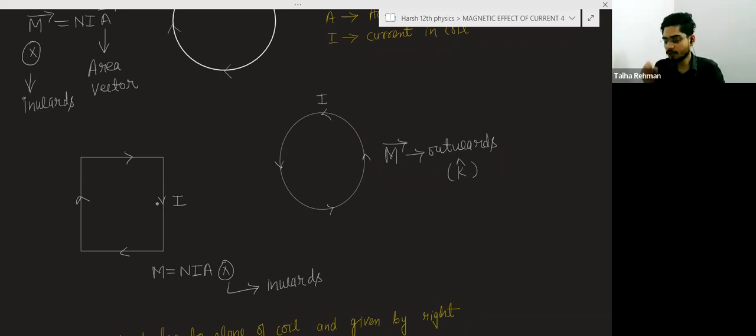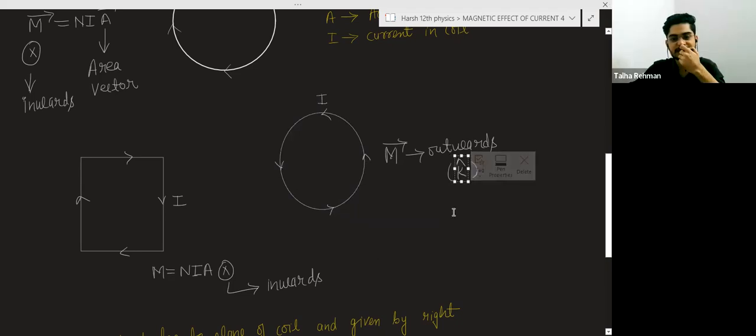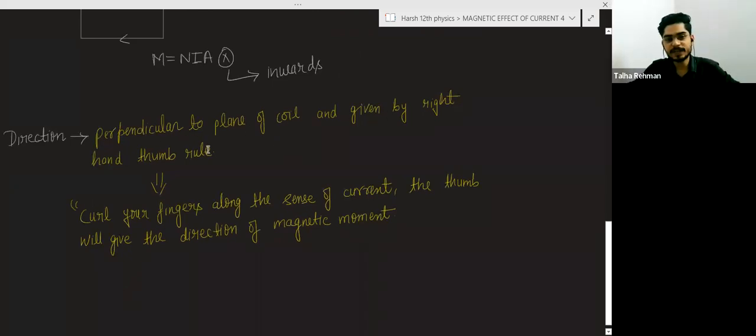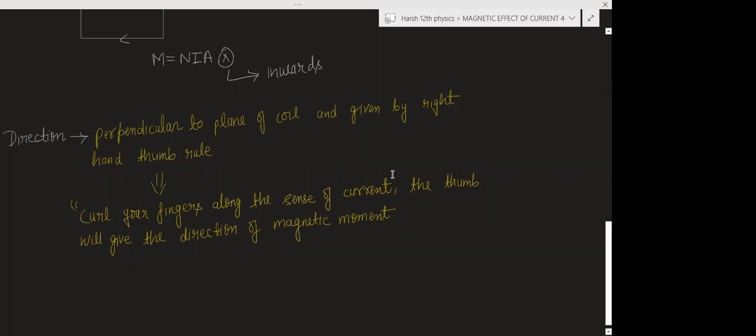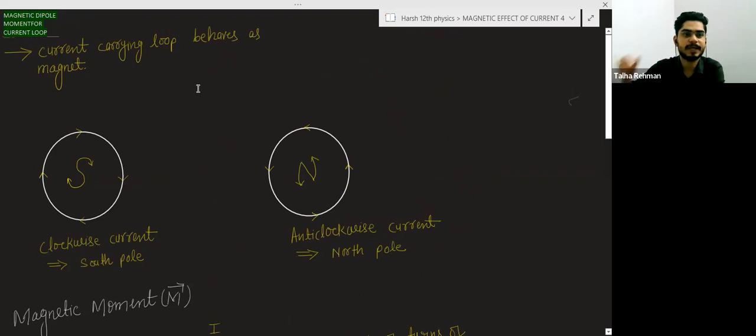Remember one point: the direction of the magnetic moment will be along the direction of the area vector, and the area vector is always perpendicular to the plane of the coil. This coil is right now in the XY plane, so the magnetic moment is along the Z axis. The direction perpendicular to the plane of the coil is given by the right hand thumb rule. Curl your fingers along the sense of current, and the thumb will give you the direction of the magnetic moment. So write down this magnetic moment.